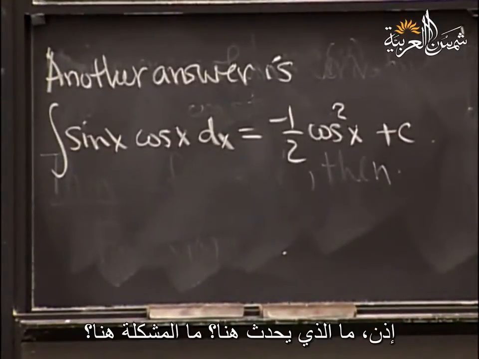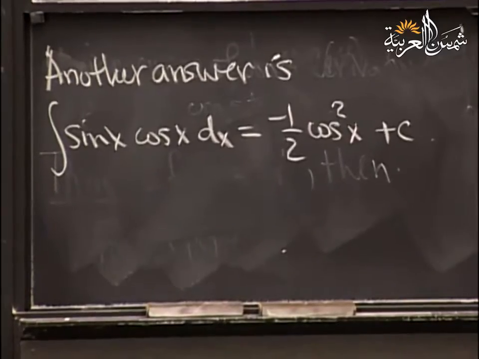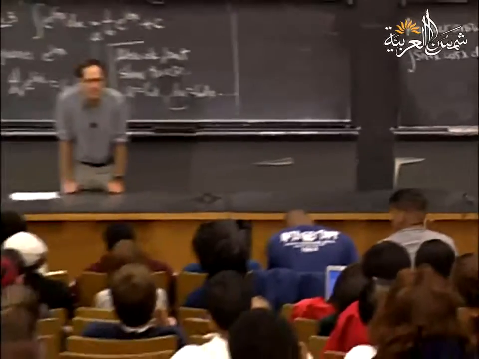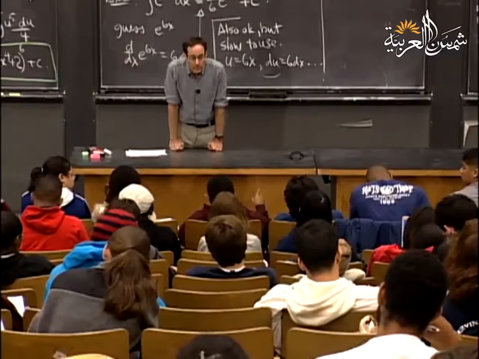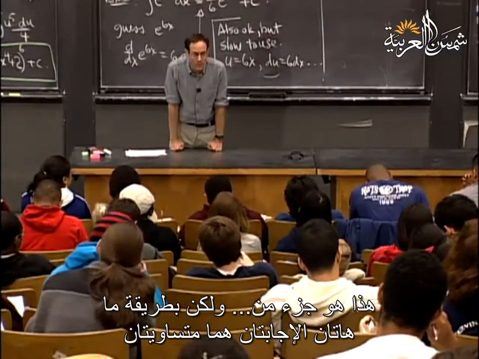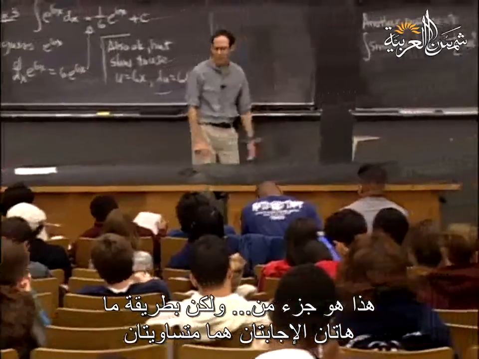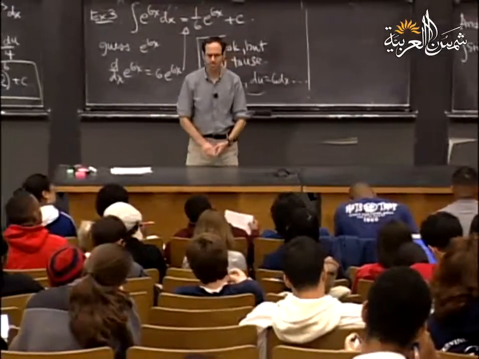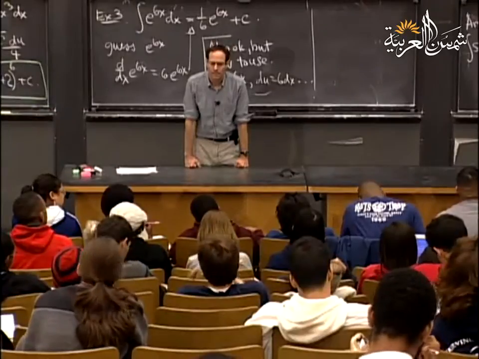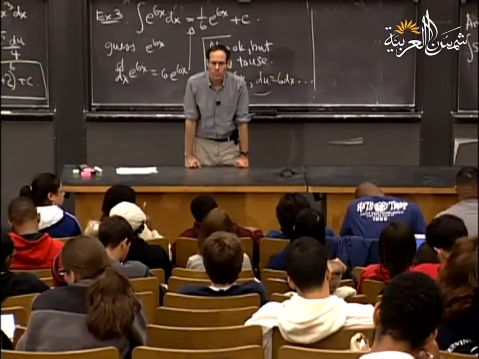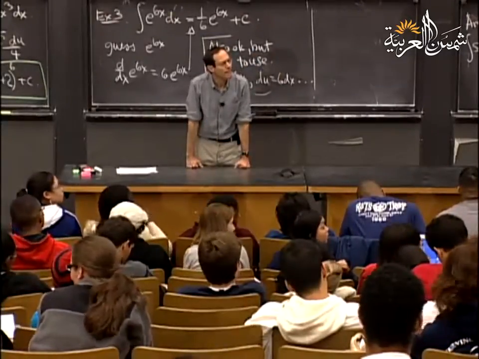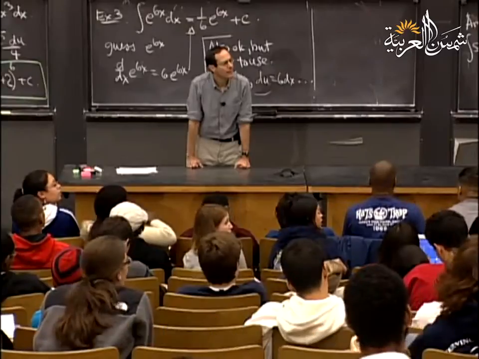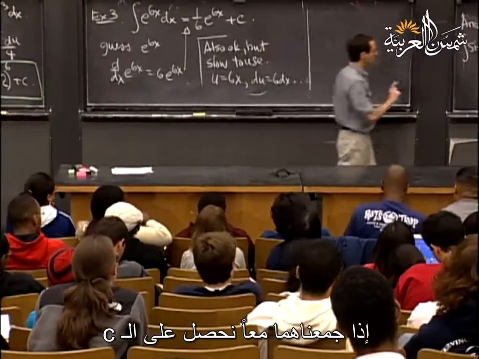So what is going on here? What's the problem with this? Pardon me? Integrals aren't unique. Integrals aren't unique. That's part of it, but somehow these two answers still have to be the same. Is it in the proof that you gave us earlier? Okay, what do you think? If you add them together, you just get C.